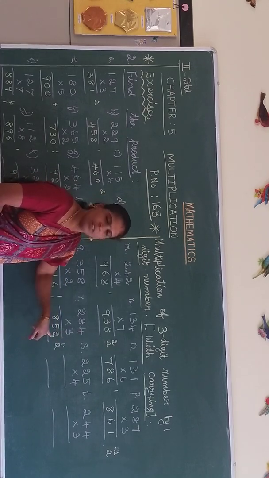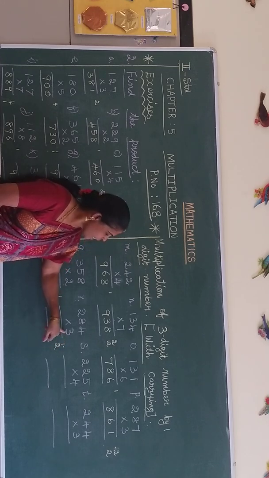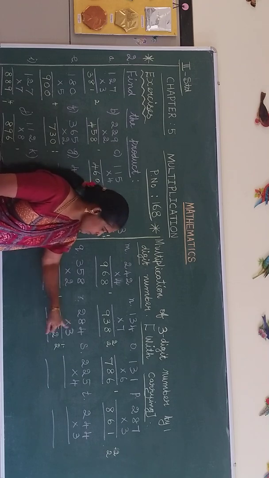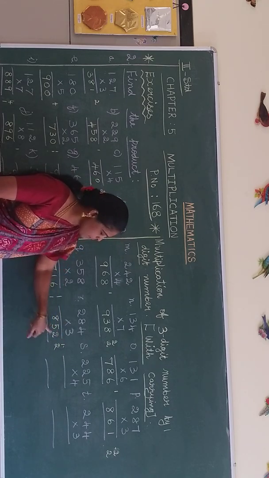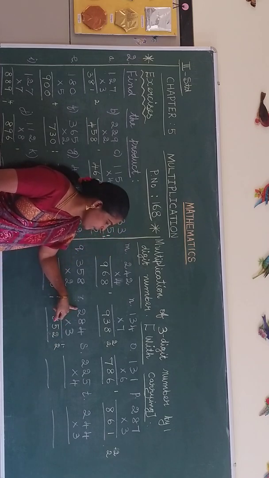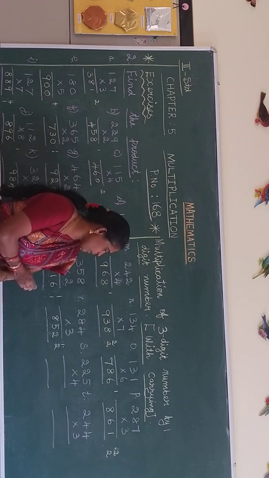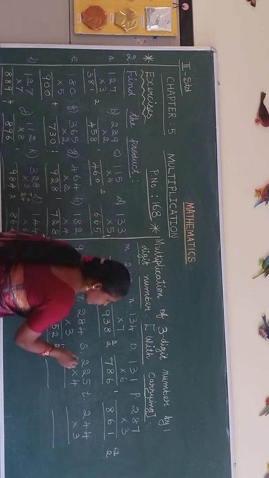3 4s are 12. For this 12, 2 in this place, 1 in the side. Again 3 8s are 24. 24 plus 1, 25. 5 in this place, 2 in the side. 3 2s are 6. 6 plus 2, 8. So 284 multiplied by 3 is equal to 852.